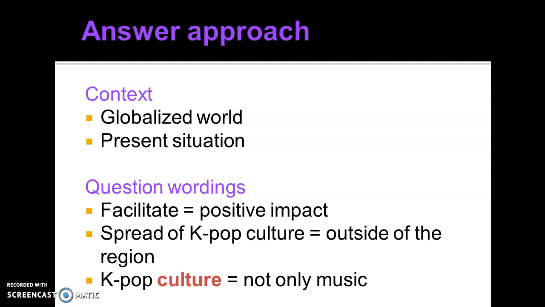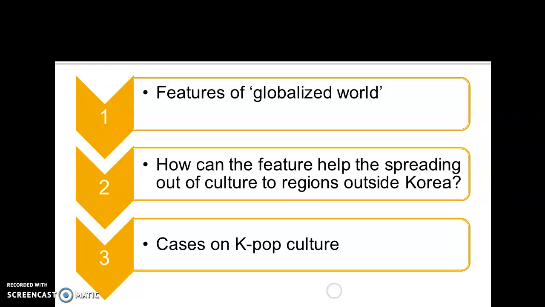Spread, look carefully at the word spread. It actually means going outside of a certain region. So if K-pop is playing in Korea, and a lot of people in Korea also follow K-pop culture, this is not about spread. Okay? But if it is initiated in South Korea, and then later it spreads to other countries, this is what we call spread. Okay? And K-pop culture is something more than music. This can be about artists, the cultures, the attitudes of the players, or some fashions or related products.